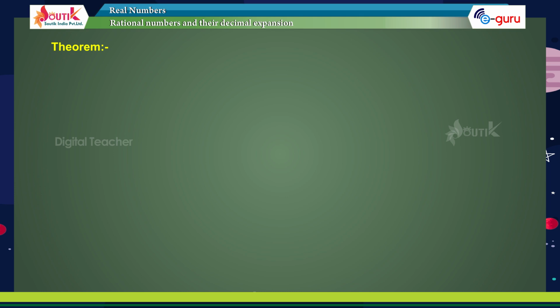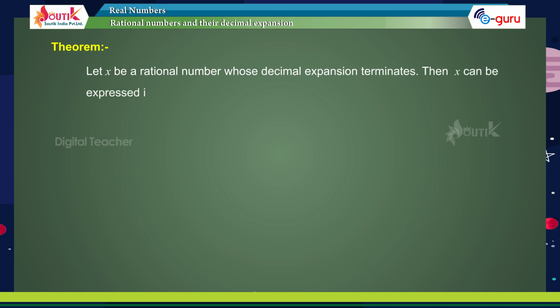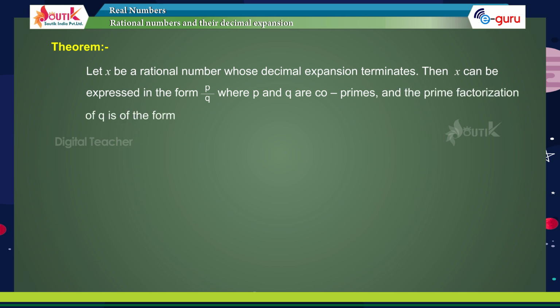Theorem. Let x be a rational number whose decimal expansion terminates. Then x can be expressed in the form P by Q, where P and Q are co-primes and the prime factorization of Q is of the form 2 to the power of n, 5 to the power of m, where m, n are non-negative integers.